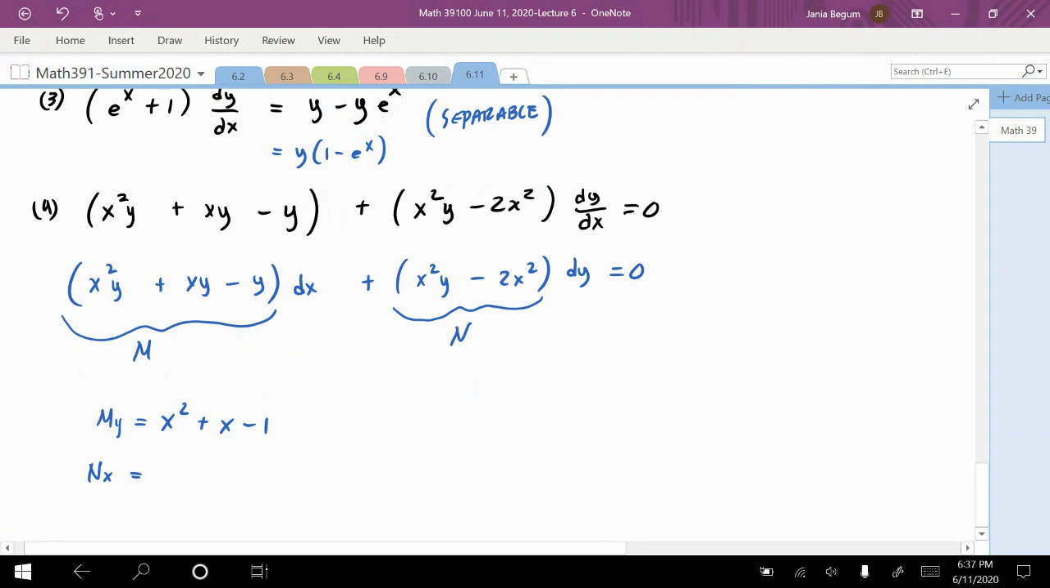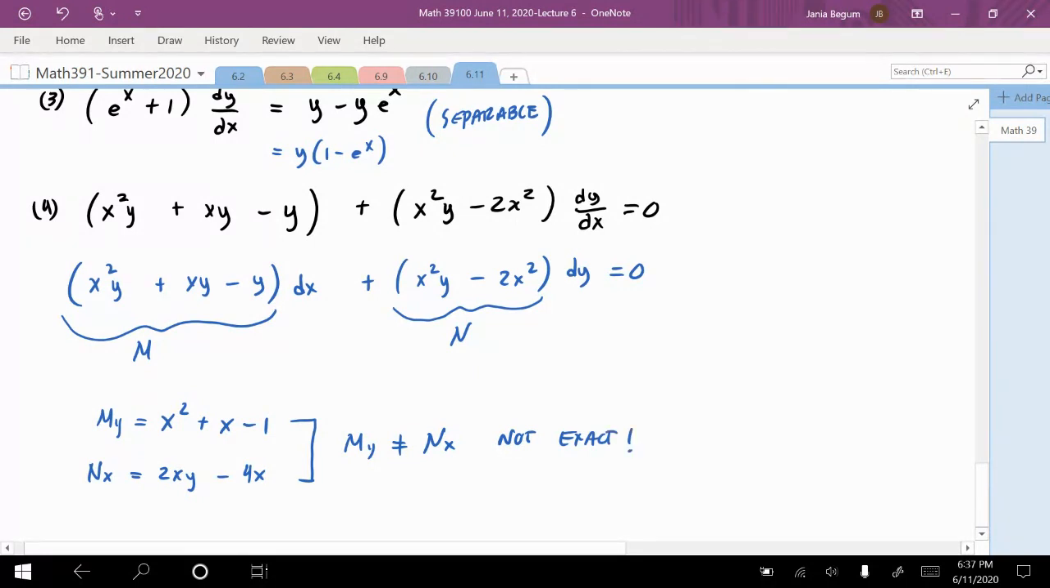If I take the partial with respect to x, I would get 2xy, right? And then minus 4x. So they don't match, right? It's not exact. You can't use that. So not exact. Okay, that method fails.